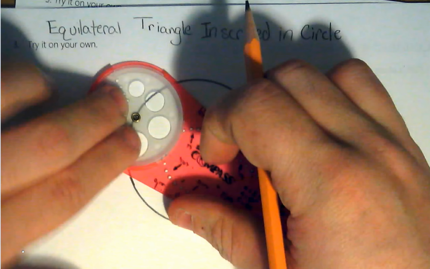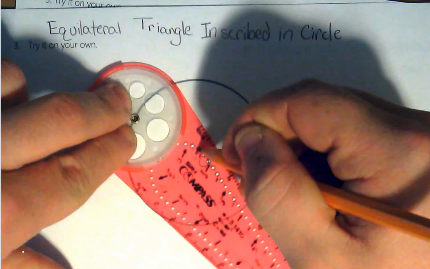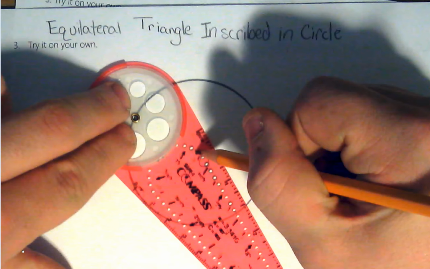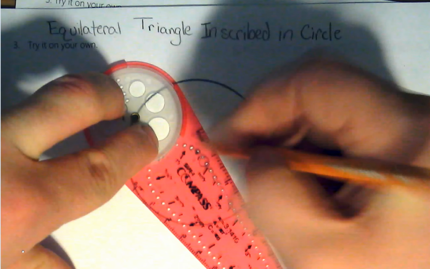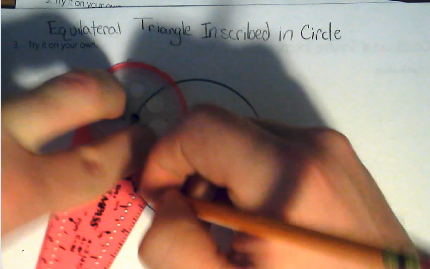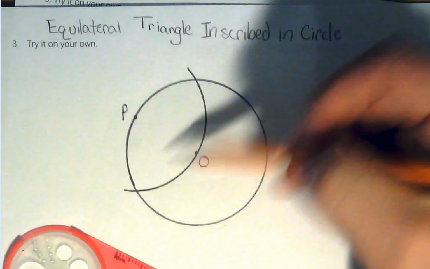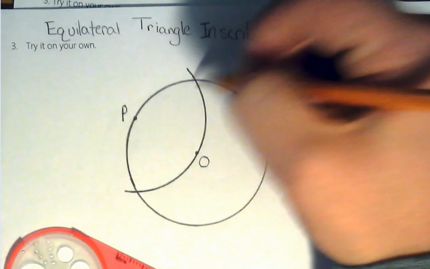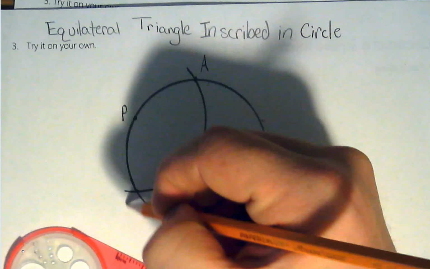Now I'm going to put my compass center on point P, and I used the fourth hole to draw my circle. Whatever hole you use to draw your circle, you can check that by putting the center on P and figuring out what hole lines up with the center of your circle. Whatever hole you used, use that to draw an arc that intersects the circle in two places. Just like that. So now you have 2 points of intersection on the circle. Let's name those 2 points. We can call this point A, and we can call that point B.